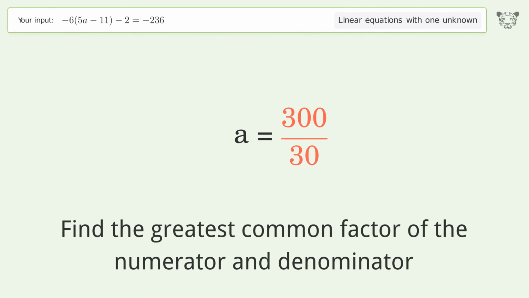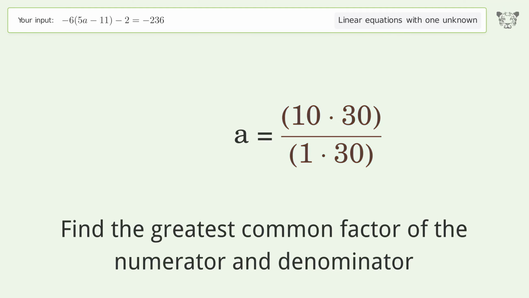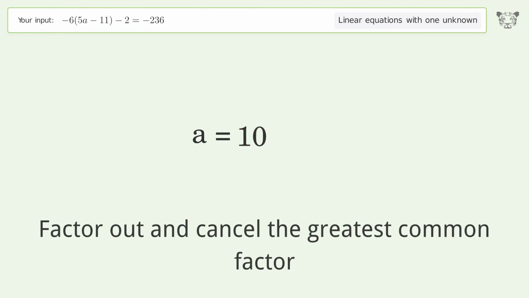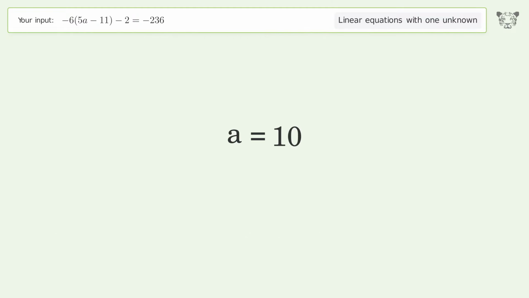Find the greatest common factor of the numerator and denominator. Factor out and cancel the greatest common factor. And so the final result is a equals 10.